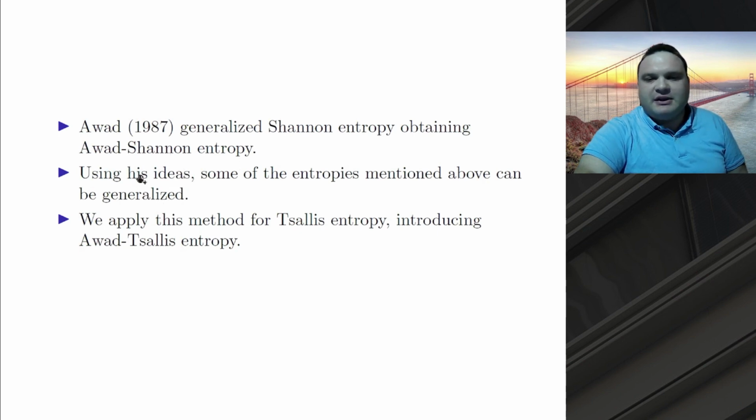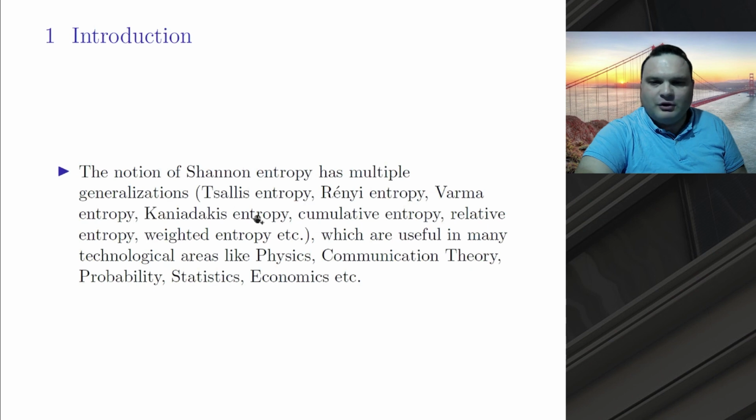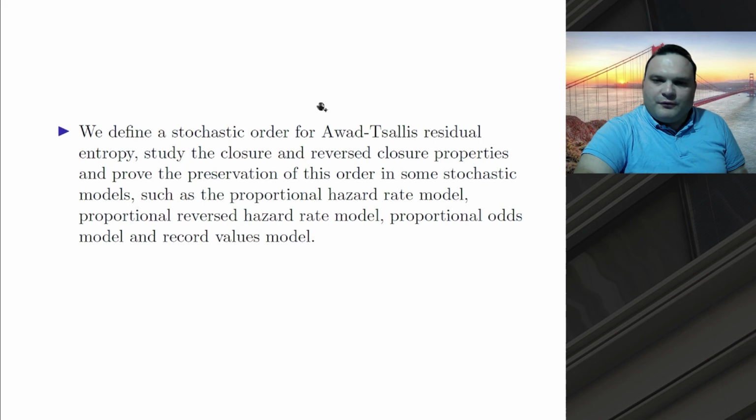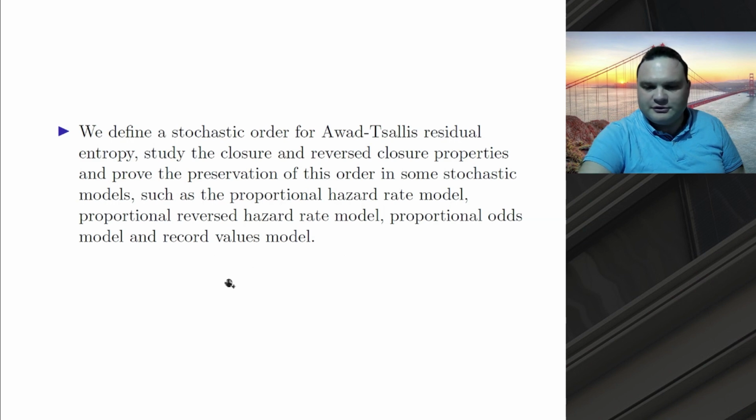By using the ideas of Awad, we can generalize some of the above mentioned entropies. We do this for Tsallis entropy, defining Awad-Tsallis entropy. For Awad-Tsallis residual entropy, we define a stochastic order, study the closure and reverse closure properties of this order, and prove the preservation of it in some stochastic models like the proportional hazard rate model, proportional reversed hazard rate model, proportional odds model, and record values model.